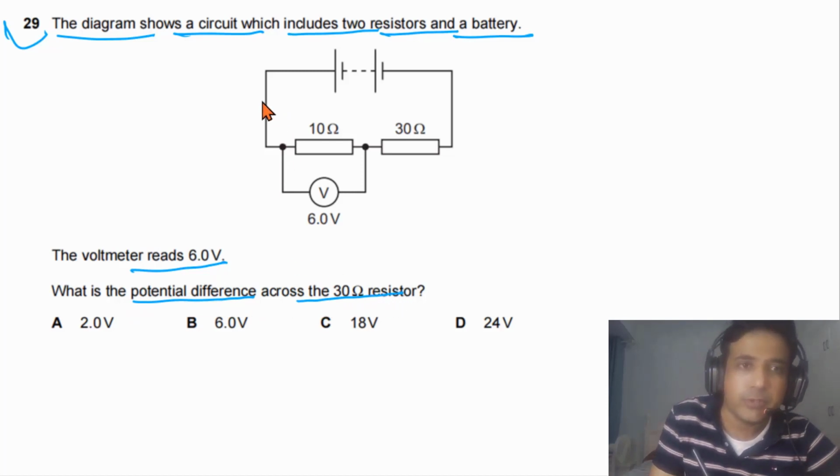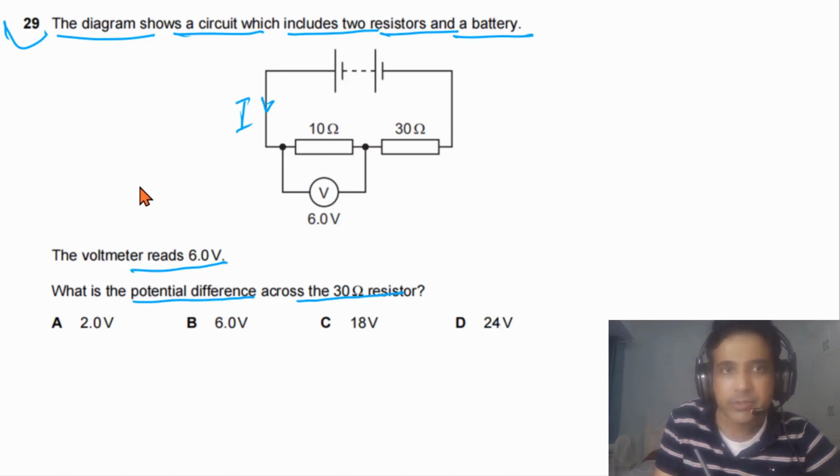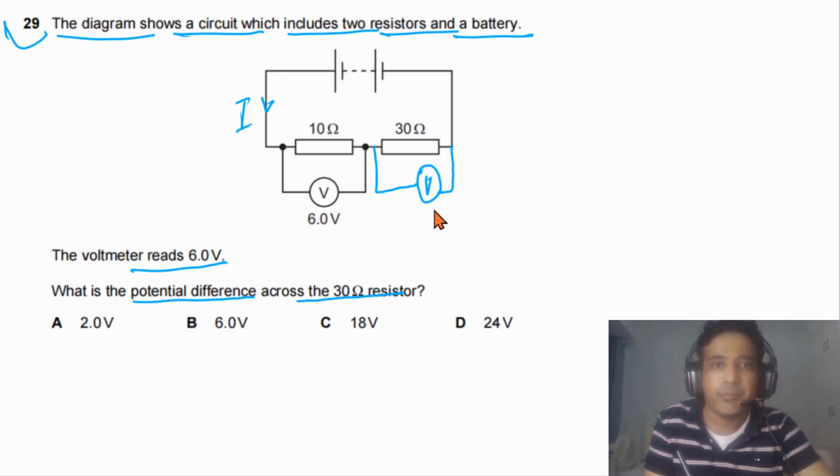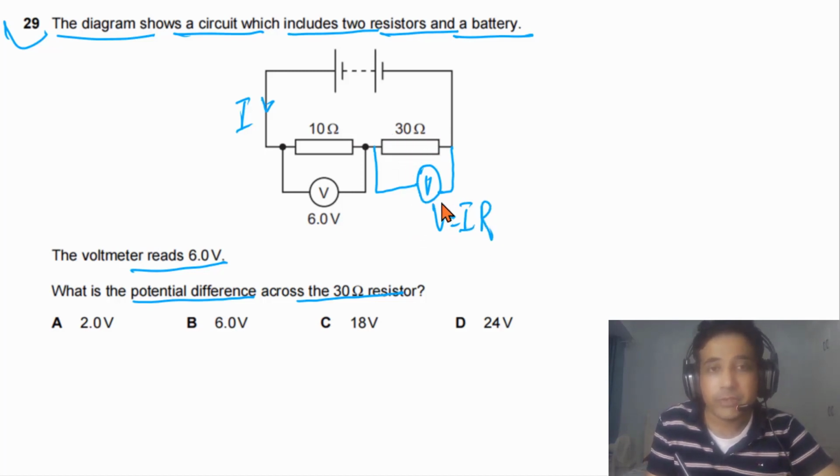So the first thing we need to understand, in this case, these two resistors are connected in series. So current is the same. So if we have the value of current, we can find out the potential difference across this resistor. So we can connect our voltmeter here. We need to find out the reading on this voltmeter. In order to find the reading on this voltmeter, we need the value of current because we have the value of resistance already.